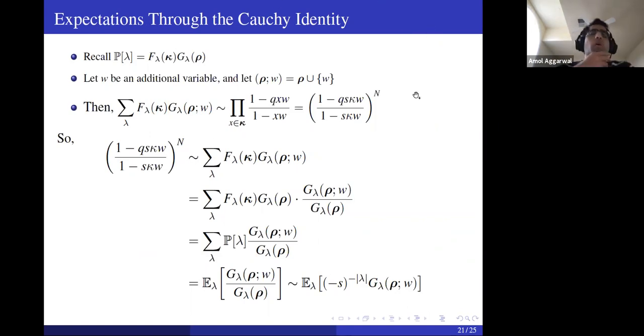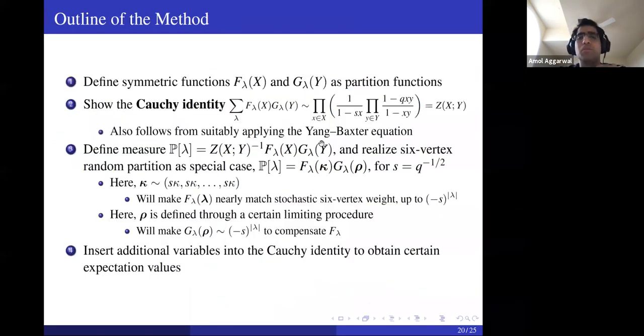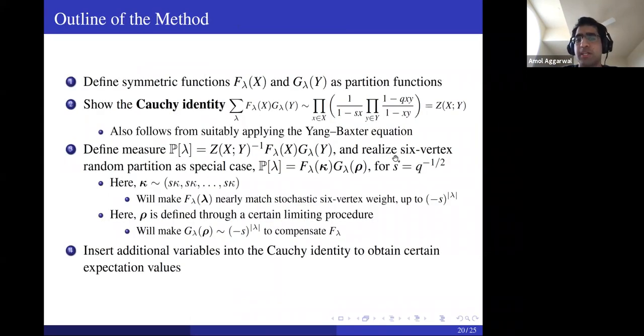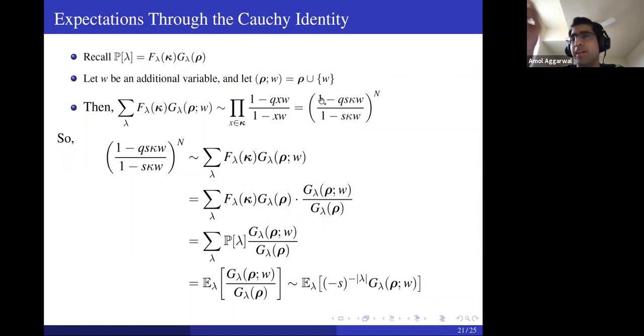Okay. So I remind you. I said we have this framework that allows you to write probability distributions of the guy we're interested in in terms of these symmetric functions. And now I want to extract probabilistic information about them, right? So I remind you that the probability distribution is like this f of lambda of kappa times g of lambda of rho. Now the way this is going to work is that you're going to introduce an additional variable into the quotient entity. So I let some w be some new auxiliary variable, and I'll let rho of w be rho with another w attached to it. Remember, rho is like some sequence of variables that I'm inserting into the g, and I'm just going to put in an additional variable, the w now.